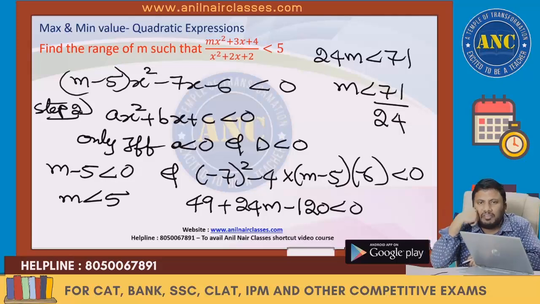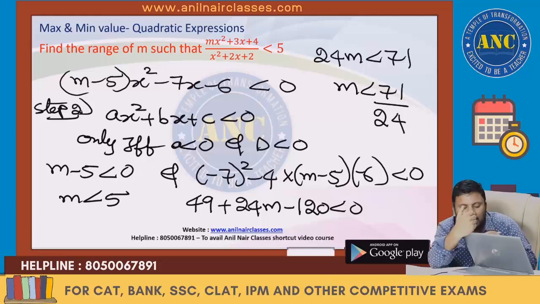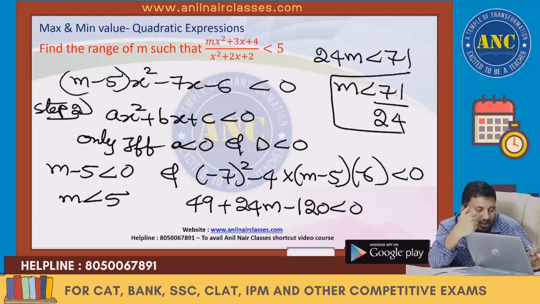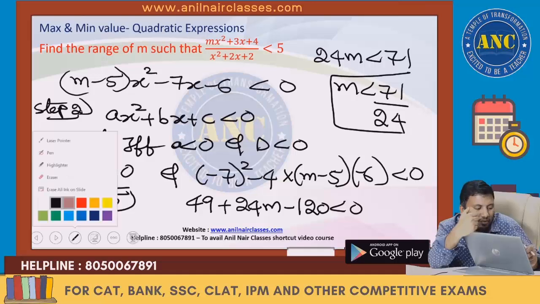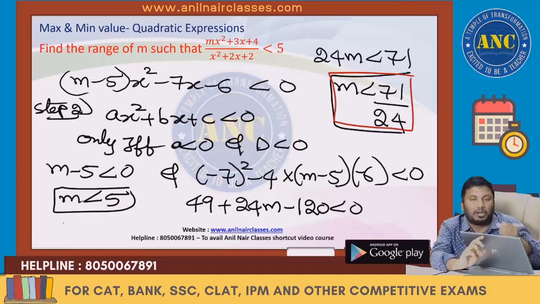71 by 24 is closer to 72 by 24, which is 3. M is less than this. Anything that is less than 3 is always less than 5. So the answer for this question is m less than 71 by 24.